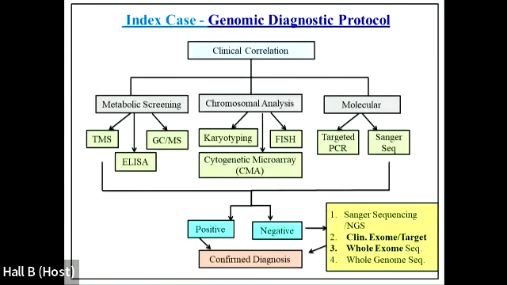And of course, you will find the algorithm for how to use it for differential diagnosis, which test to choose based on your complete genetic evaluation, whether you have a high suspicion of metabolic, chromosomal, or molecular. Based on that, you do the further testing and come to positive or negative.